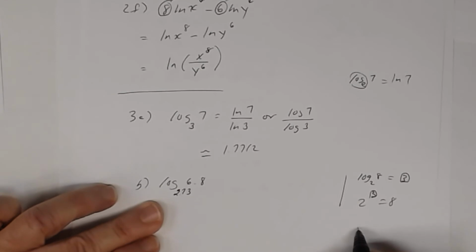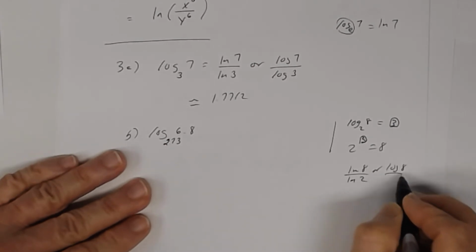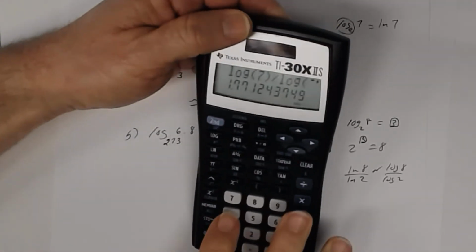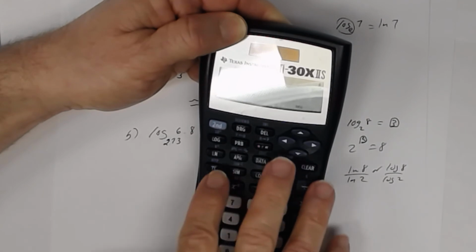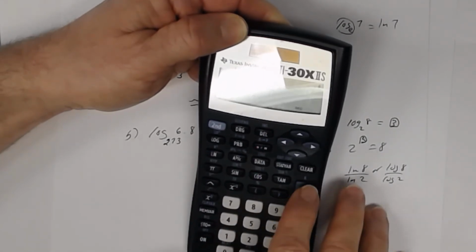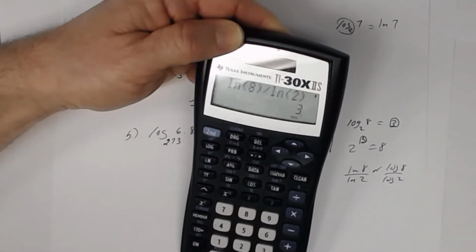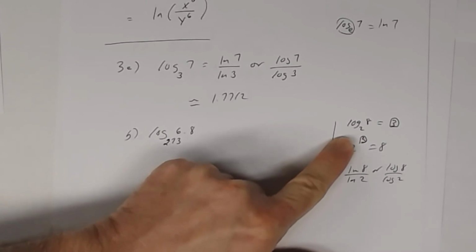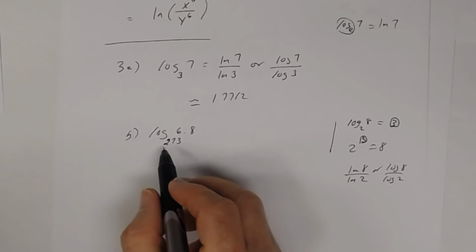If you use your calculator, you would say the natural log of 8 divided by the natural log of 2, or you could say the log of 8 divided by the log of 2. Regardless, you'll get 3 as the answer. Watch. The natural log of 8 divided by the natural log of 2, and you get 3. That one was easy to do without the calculator. This one's not. You need the calculator here, so you have to use your base change formula.